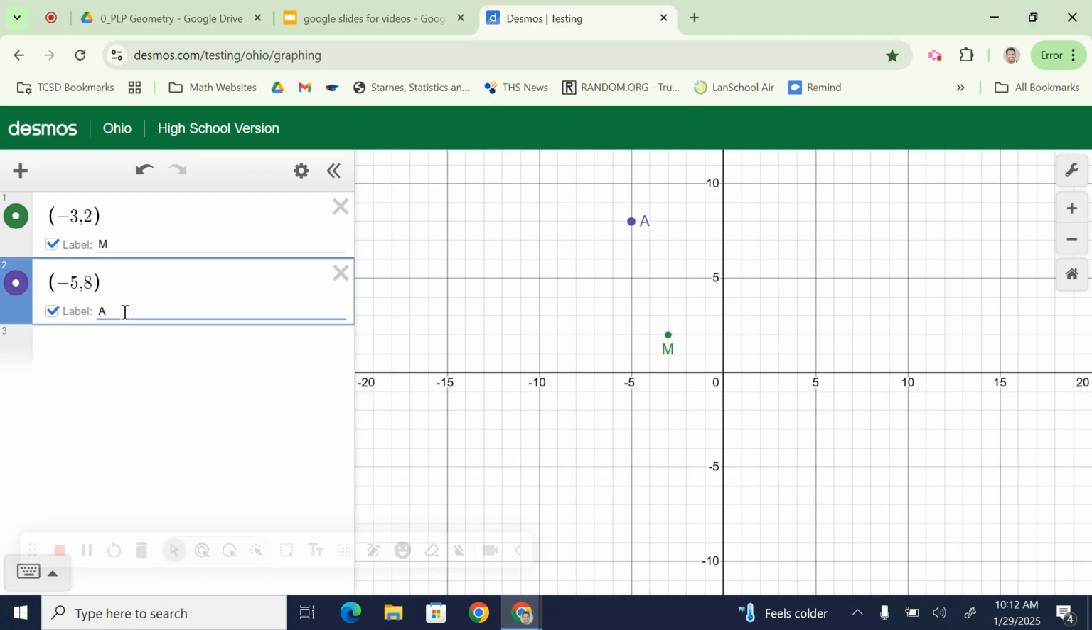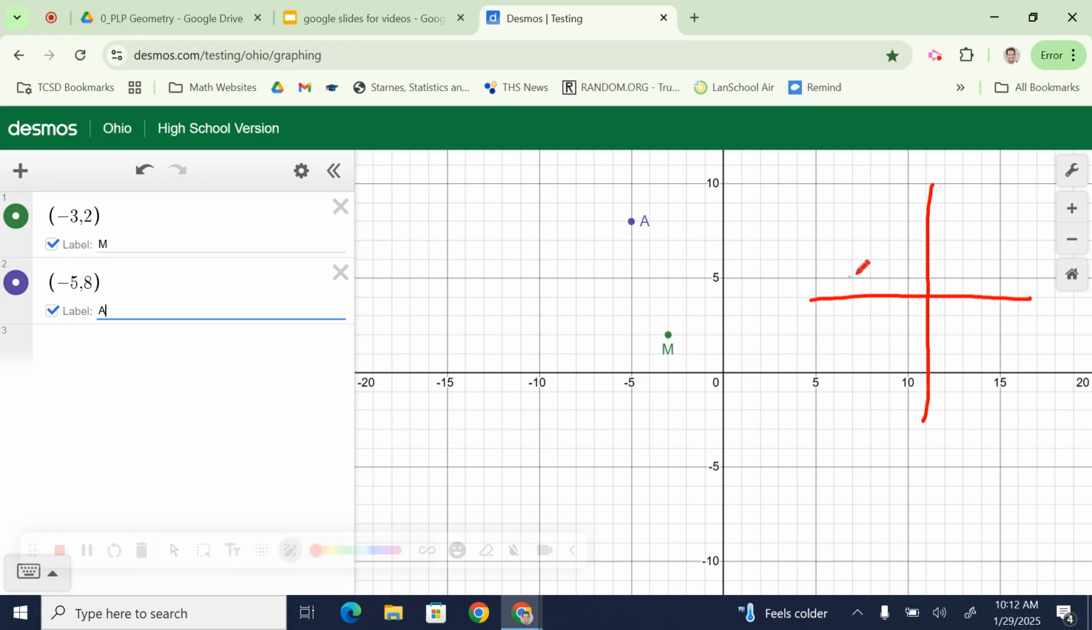Okay. So again, in my notes, I'll do it right here. Sorry, it's going to be on top of this graph. But I would draw a little graph, right? And I would go -3, 2, and put M. And I'd go -5, 8, 3, 4, 5, 6, 7, 8, and I'd put A.